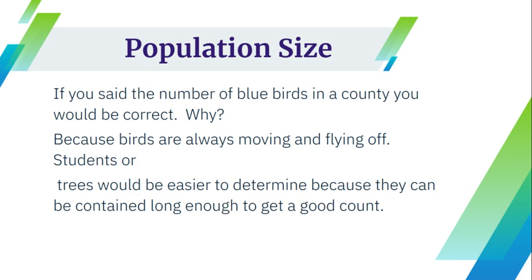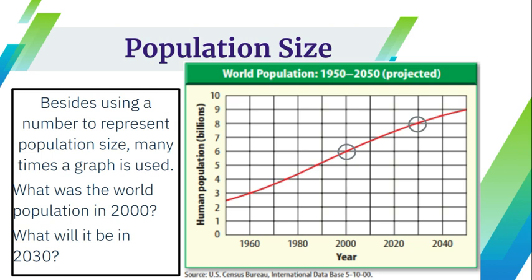Why? Because birds are always moving and flying off, difficult to track. Students or trees would be a much easier thing to determine because they can be contained long enough to get a good count. Besides using a number to represent population size, many times a graph is used.